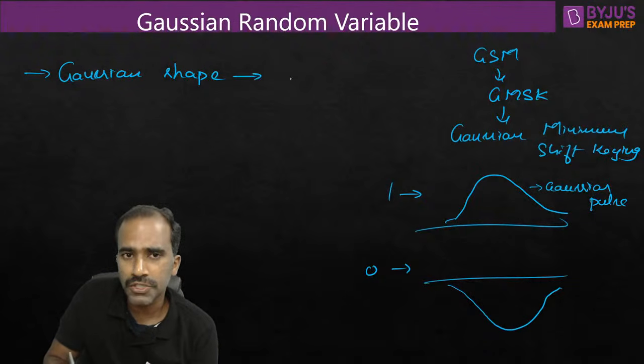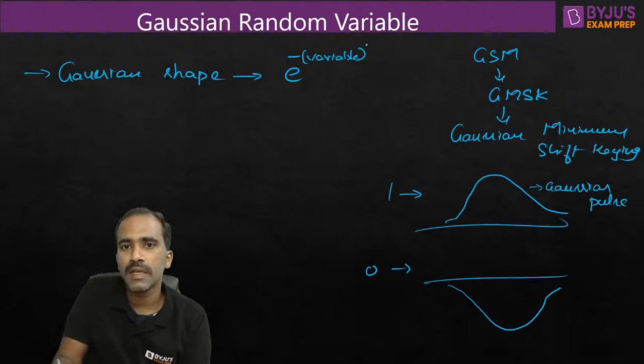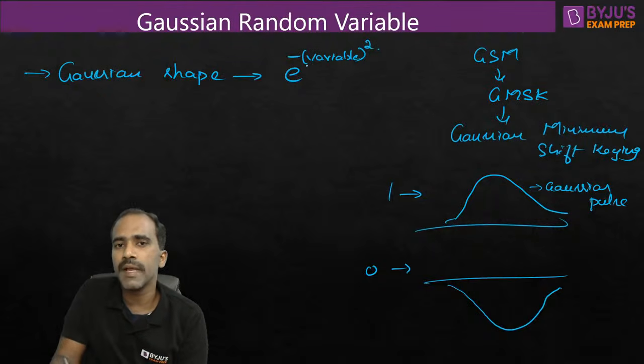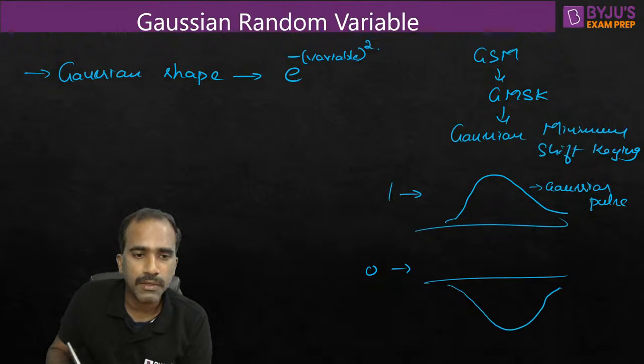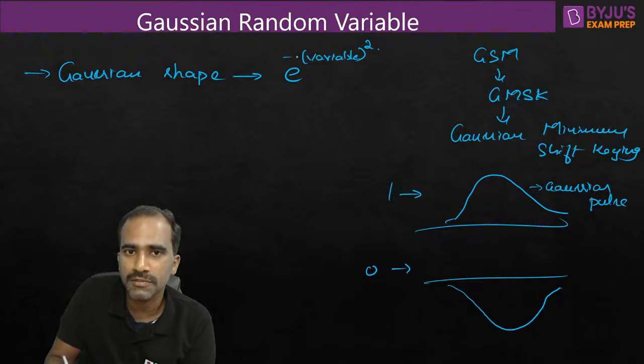So how do we figure out a Gaussian shape mathematically? If the equation is of the form e to the power of minus variable square. If the variable is not squared, it will become an exponential function. The variable should be squared. If the variable is y, it is e power minus y square. If the variable is x, it is e power minus x square. You can have a constant also, but constants will not change the overall shape. The Gaussian shape will not become some other shape because of some constant.